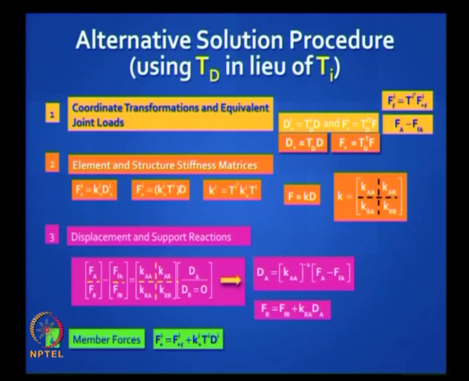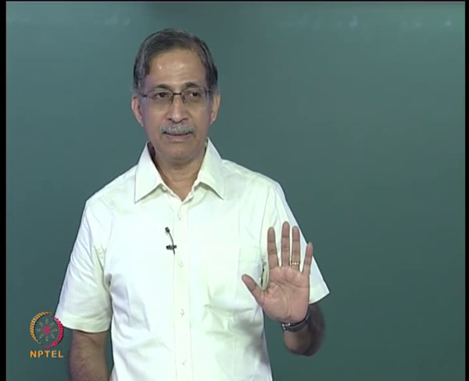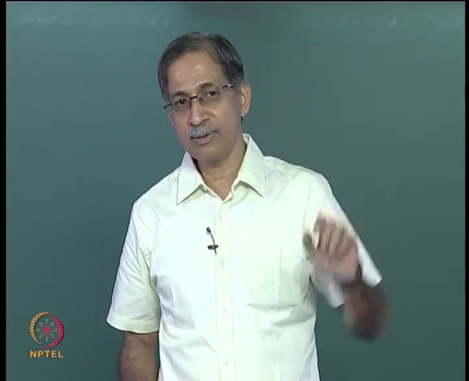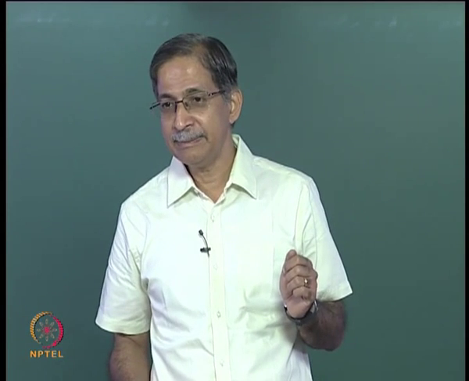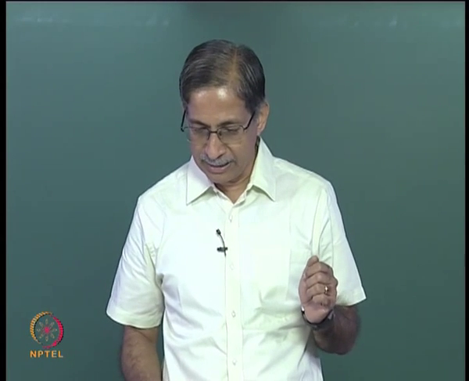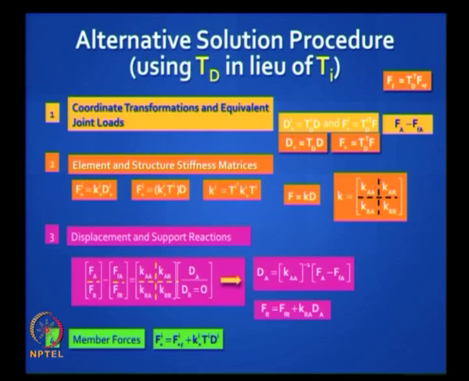What about the fixed end forces? What's the correction we need to do? You've got the fixed end forces at the element level, the local coordinates. How do you switch to the structure coordinates? You have to pre-multiply with what? Not the TI transpose but with TD transpose. Okay, so that's the only other change. Everything else is the same.